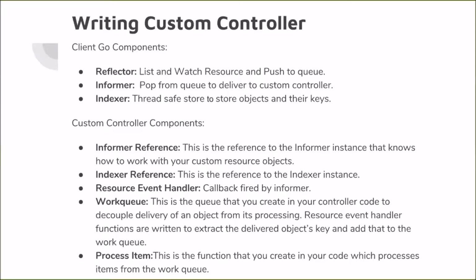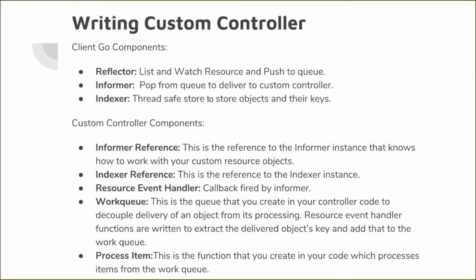Again, we have the resource event handler. This event handler is a callback which will be directly fired by the informer, which also dispatches the object to this event handler. When we receive this object in the event handler, we can push it into a queue for processing the object, or item as we call it. And that's why we have a work queue.